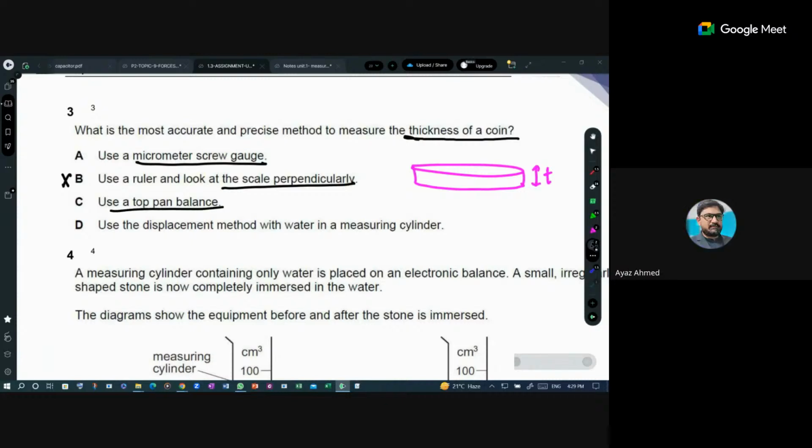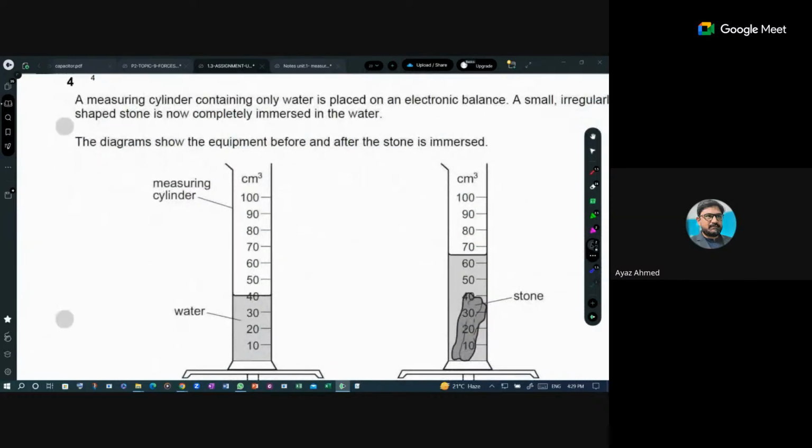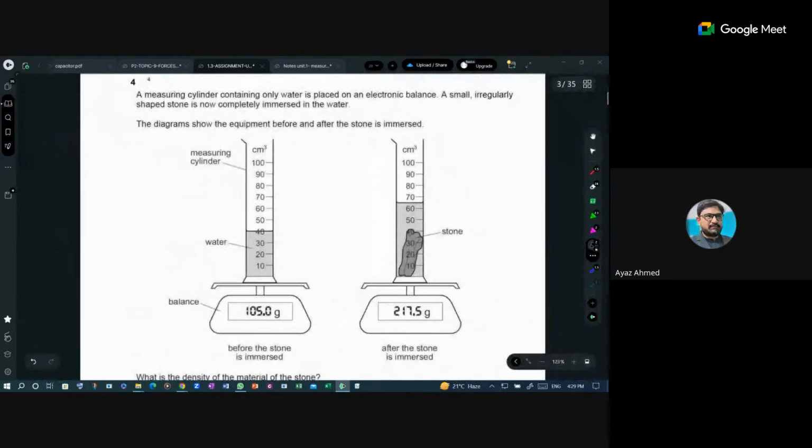Use a top pan balance: it is not used to measure thickness, it is used to measure the mass, so it would be gone. Use the displacement method of water: no, it is for the volume. So this is the only instrument which will be used. Now this is another density question.